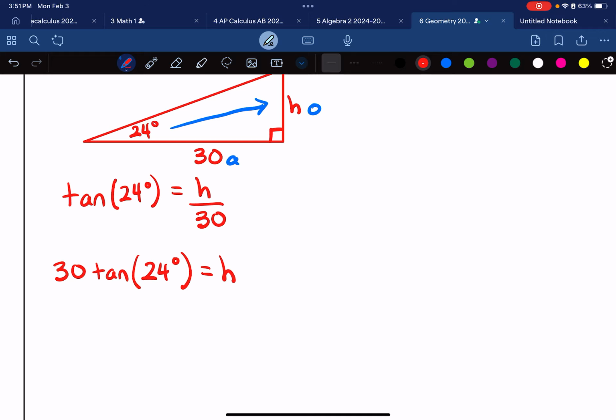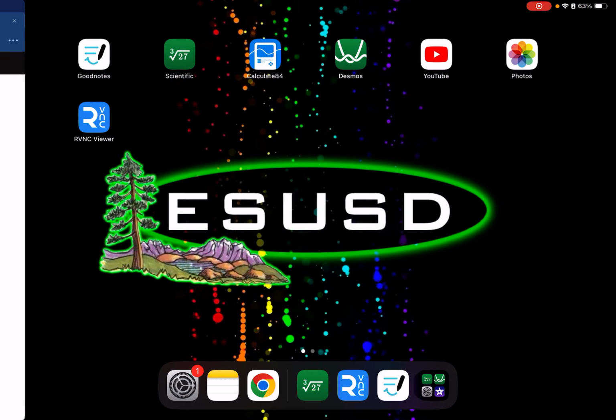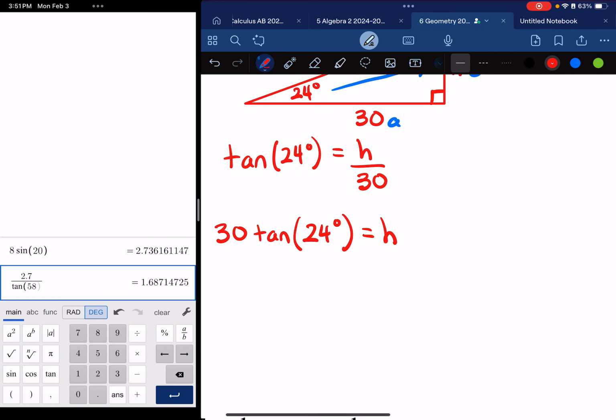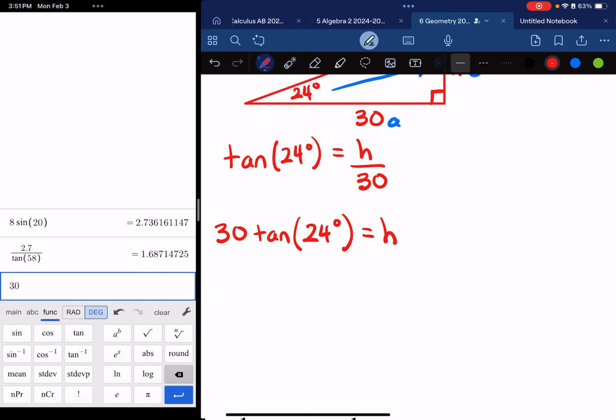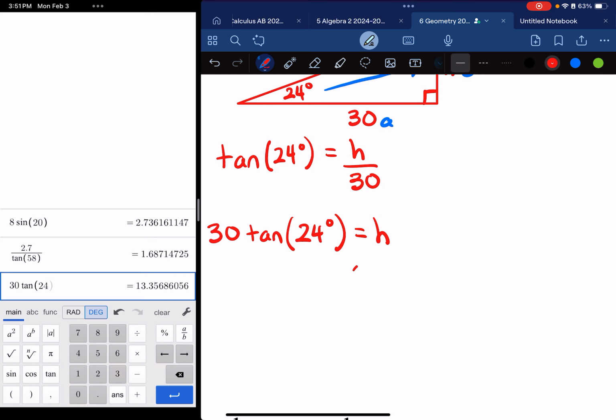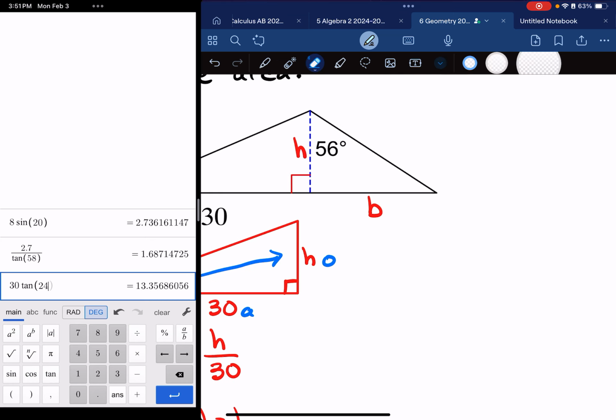And this is where I'm going to use my calculator again. Let's bring that back out. So I'm going to type in 30 tangent of 24 degrees, and that means my height is going to be approximated in this case. It's going to be 13 point, rounding to one decimal place, that's going to go up to 4, so 13.4. Okay, so what does that mean? That means that this length right now used to be h. I'm going to call that now 13.4. Now I have two numbers and a variable.